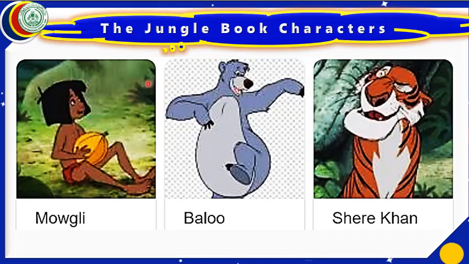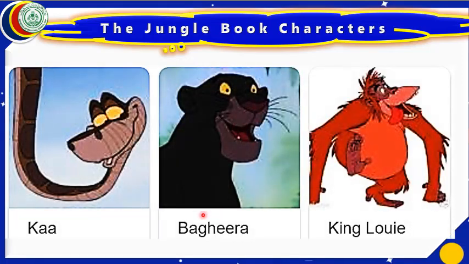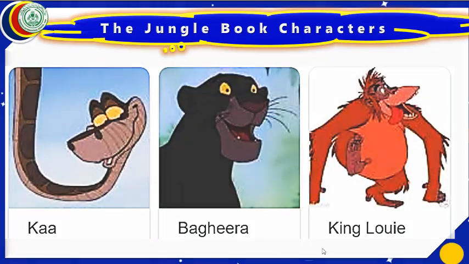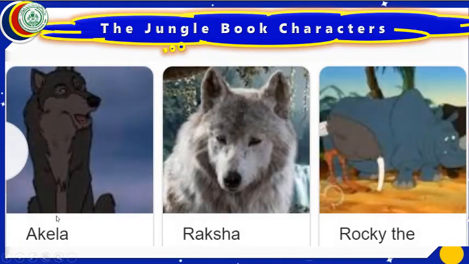You can see here is a child. His name is Mowgli. There is Balu. There is Sher Khan in this story. This is Kaa. This is Bagheera. This is King Loi. This is Akela. This is Raksha. This is Rocky the Rhino. When you read this book, you will find these characters in the story of this book.